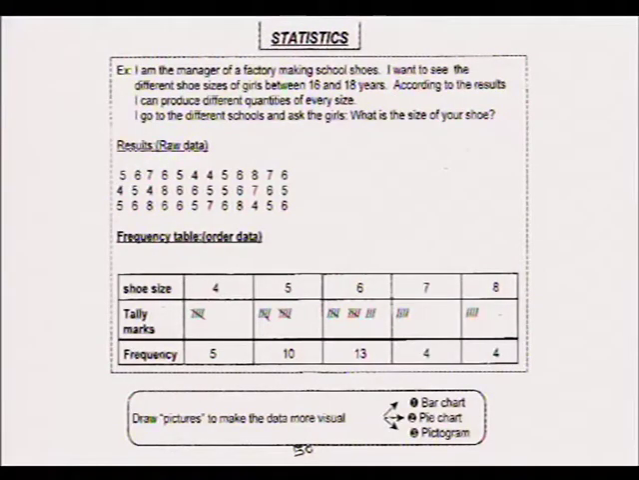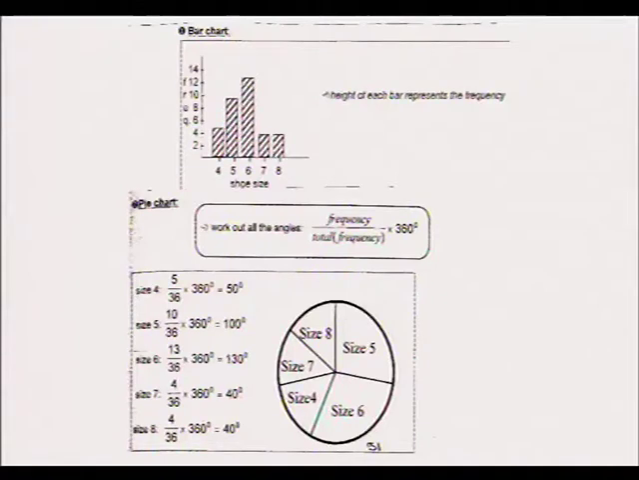Statistics. For example, this one, the results are given, the raw data. You can write in your frequency, making your tally marks, and your frequency you write down. Then you can draw pictures, like for example, number 1, a bar chart, number 2, a pie chart or a pictogram. Then you see the bar chart, very neatly done.